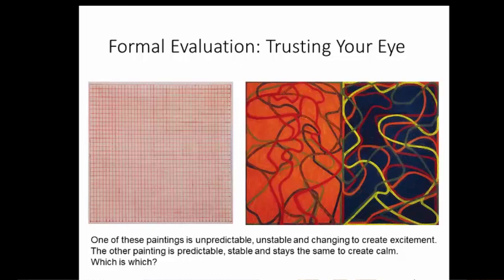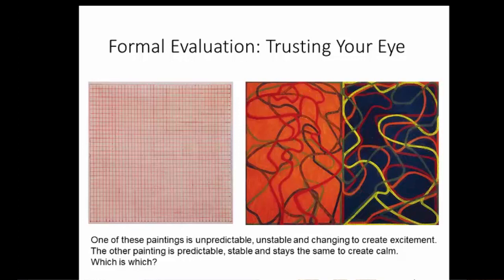So in looking at these two images, you can begin to see how, through the use of the elements and principles, the artist is communicating to his or her audience. And by understanding how the elements and principles can impact a work of art, the audience can be an educated, active listener that understands what the artist is trying to say.